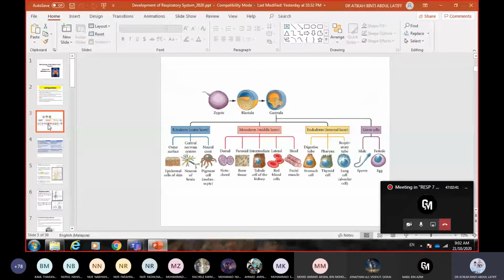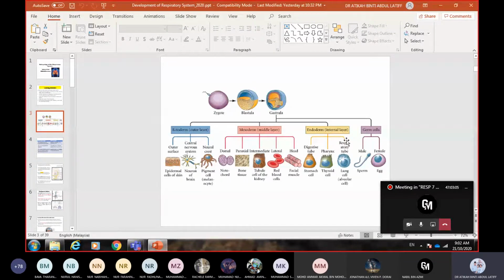Okay, so just a bit of recap. When fertilization occurs, you have a zygote, right? The zygote will develop into a blastula and a gastrula. So the gastrula consists of 3 layers, which are your ectoderm, which is the outermost layer, the mesoderm, which is the middle layer, and endoderm, which is the internal layer.